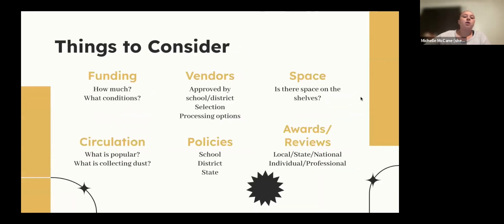Some things that I also consider in my ordering is my funding. How much am I going to get and what are the conditions? For me personally, the majority of my books are purchased through bond funds. And because I'm using bond funds, anything that we purchase has to last the life of the bond, which for us is 5 years.